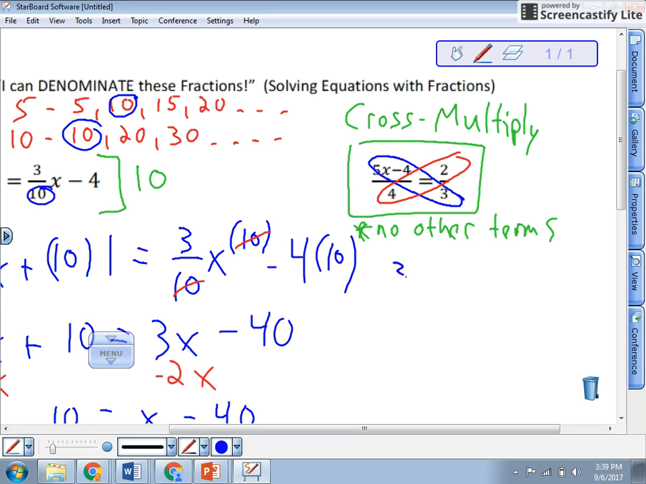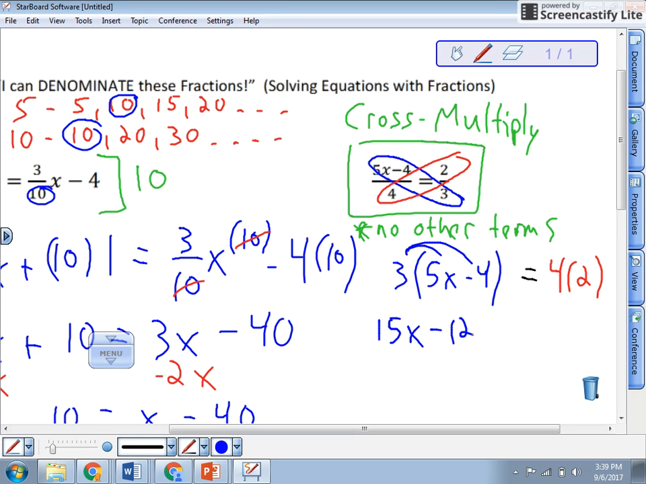So I'm going to take the 3. Now you've got to be careful. It's 3 times the parentheses 5x minus 4, and that equals, we'll put our equal sign, the other side, which is the 4 times the 2, and I'll write that out, 4 times 2. From here, we just distribute and solve just like we always have. We don't have to worry about the fractions anymore. 3 times 5x is 15x. 3 times minus 4 is minus 12. On the other side of the equation, we have 4 times 2, which is just 8.